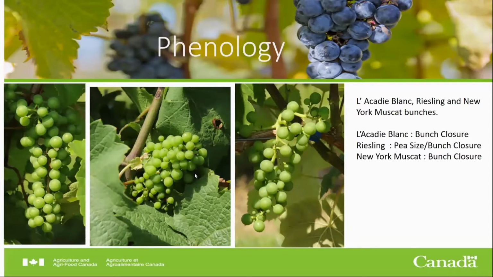So the Riesling actually had some fruit that was around 1 centimeter in diameter, which would put it more in the bunch closure range. Although if you just look at the angle of that cluster, it's not hanging down, which is typical of what you would see of a cluster at bunch closure. So it's probably somewhere between pea size and bunch closure. But certainly the Luckett on the left and the New York Muscat on the right, I would say those are definitely both at bunch closure.